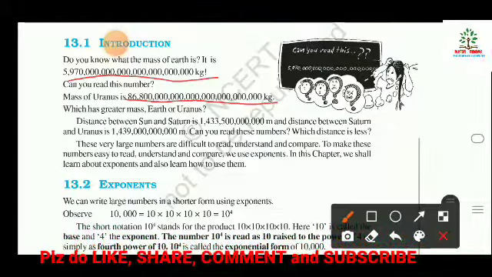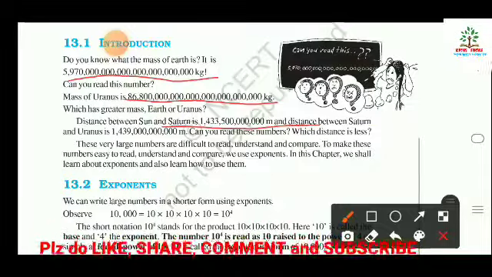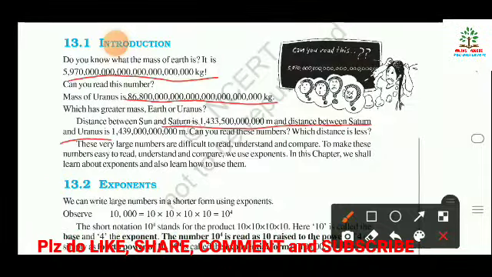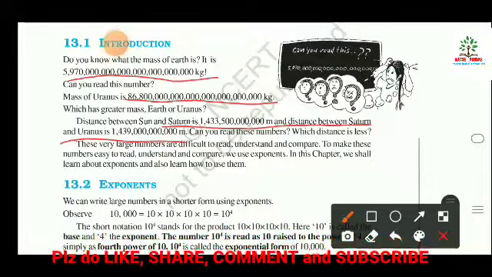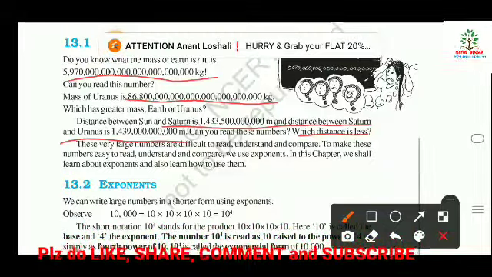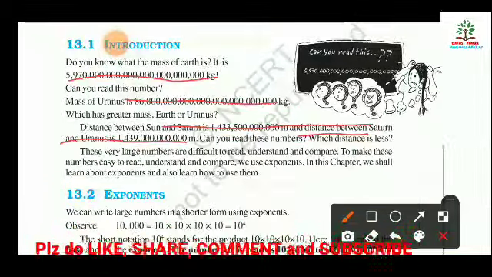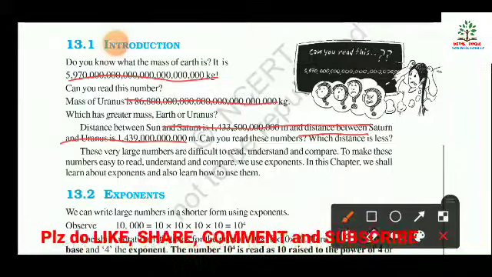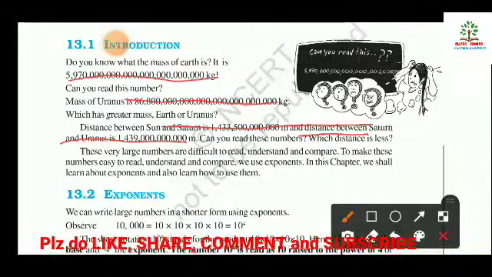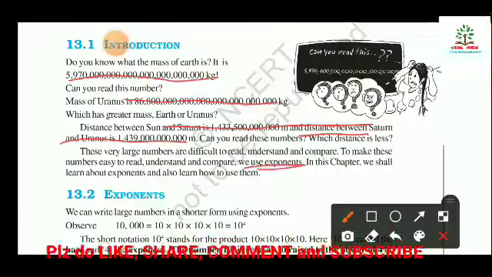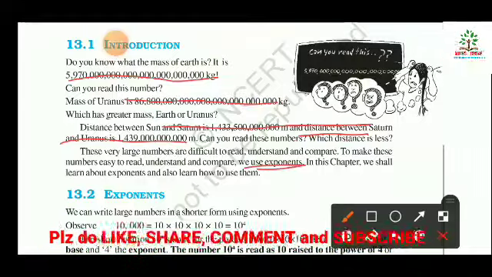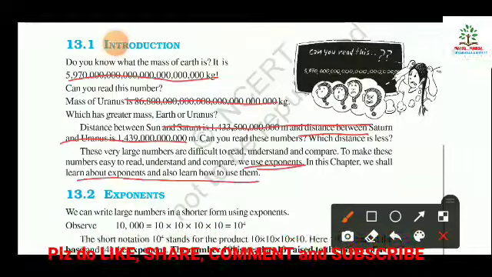Likewise, the distance between the Sun and Saturn, and between the Sun and Uranus, is given. Can we read these numbers? Which distance is less? These are very large numbers and are difficult to read, understand and compare. To make these numbers easy to read, understand and compare, we use exponents. In this chapter we learn about exponents and how to use them.